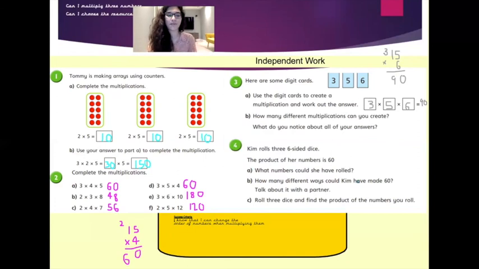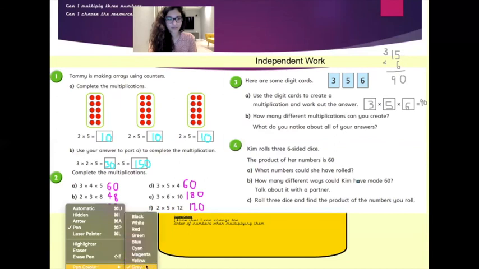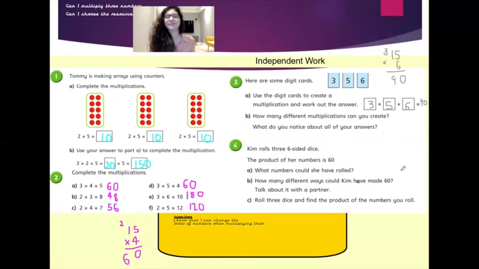Right, almost done. We're on number 4. Kim rolls 3 6-sided dice. So she has 3 of them. The product of her numbers is 60. So that means that when she has multiplied the 3 numbers, she has gotten 60. What numbers could she have rolled? So what 3 numbers do you multiply to get 60? Have a little think.